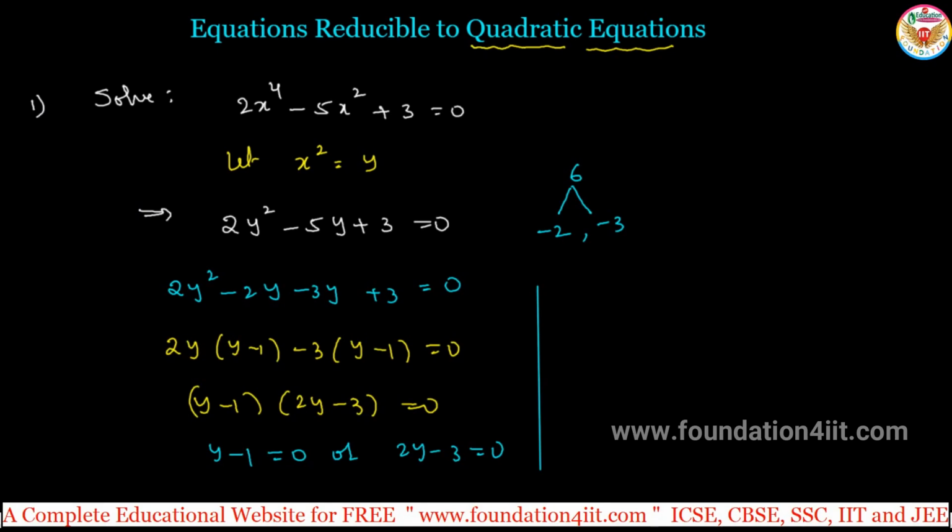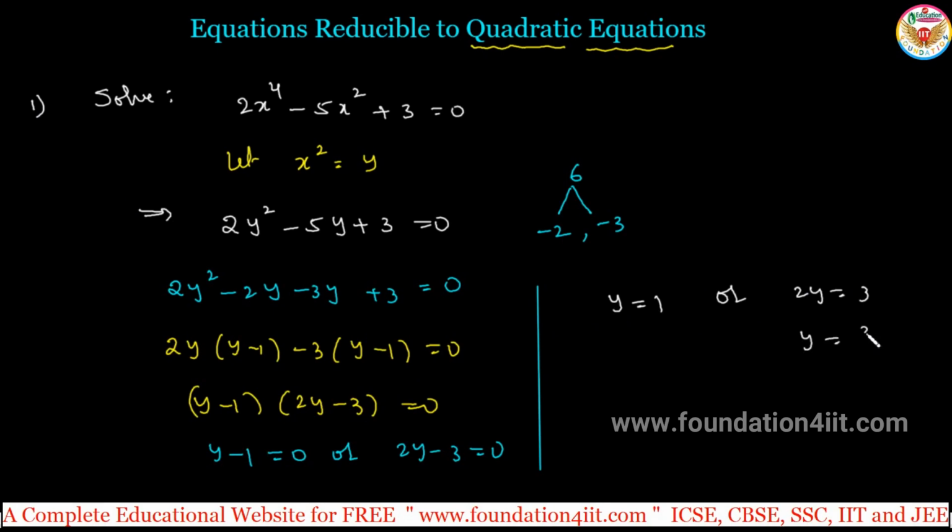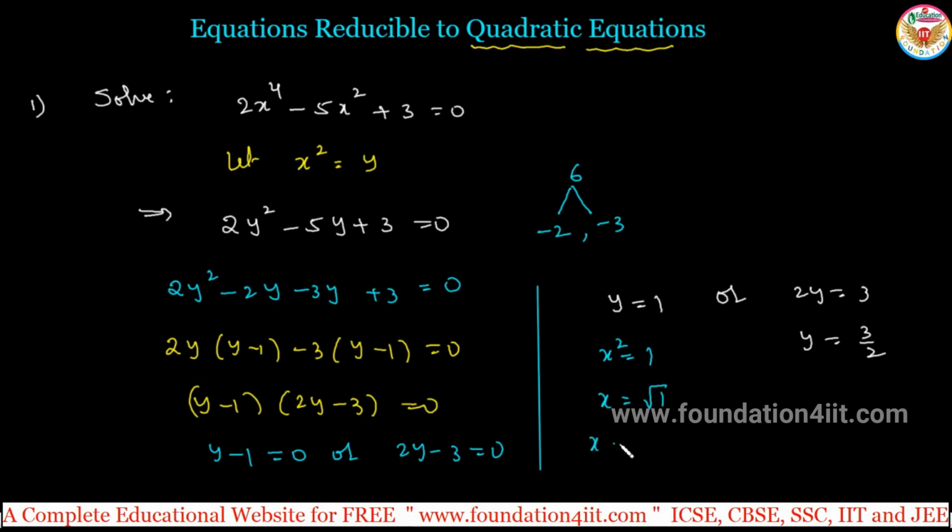Then now you can substitute. Actually y is equal to x squared. Take one more step. Then y is equal to plus 1 or 2y is equal to 3, that means y is equal to 3 by 2. But actually what is the value of y? x square. According to this, x square is equal to 1. Then x is equal to square root of 1. Therefore x is equal to plus or minus 1, so 1 comma minus 1.